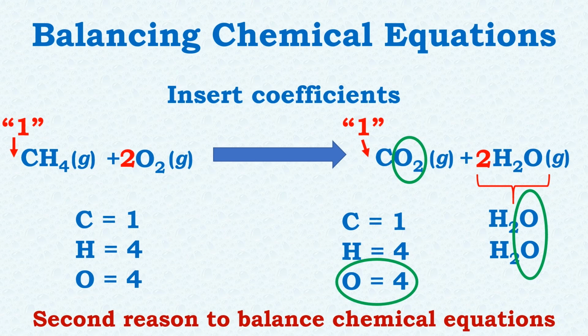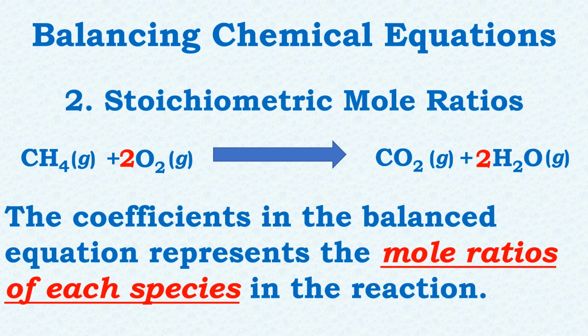This brings us to the second reason why we need to balance chemical equations. The coefficients in the balanced equation represent the mole ratios of each species in the reaction. This means that the coefficients tell us the exact ratio of moles of species reacting in the equation. If you can understand this concept, you can do any stoichiometry problem.